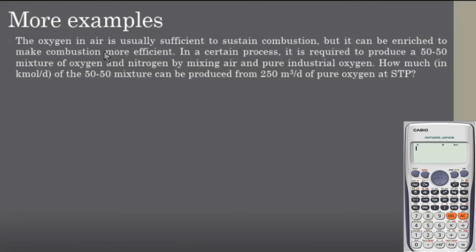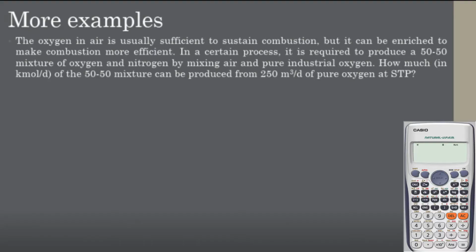The oxygen in air is usually sufficient to sustain combustion, but it can be enriched to make combustion more efficient. In a certain process, it is required to produce a 50-50 mixture of oxygen and nitrogen by mixing air and pure industrial oxygen. How much in kilomoles per day of the 50-50 mixture can be produced from 250 cubic meters per day of pure oxygen at STP? STP stands for standard temperature and pressure, that is 0 degrees Celsius and 1 atmosphere.